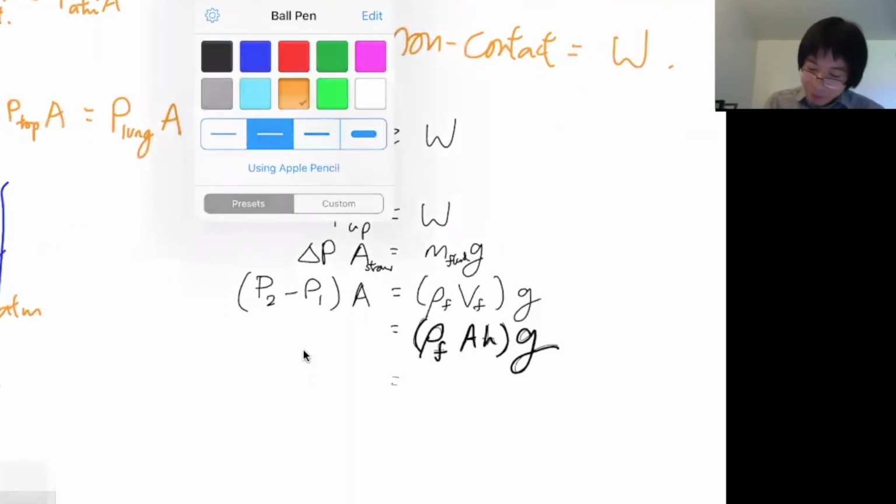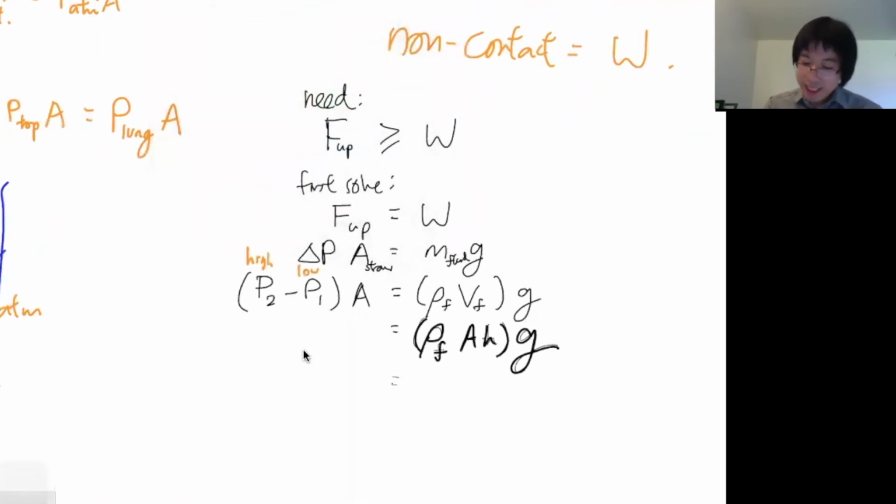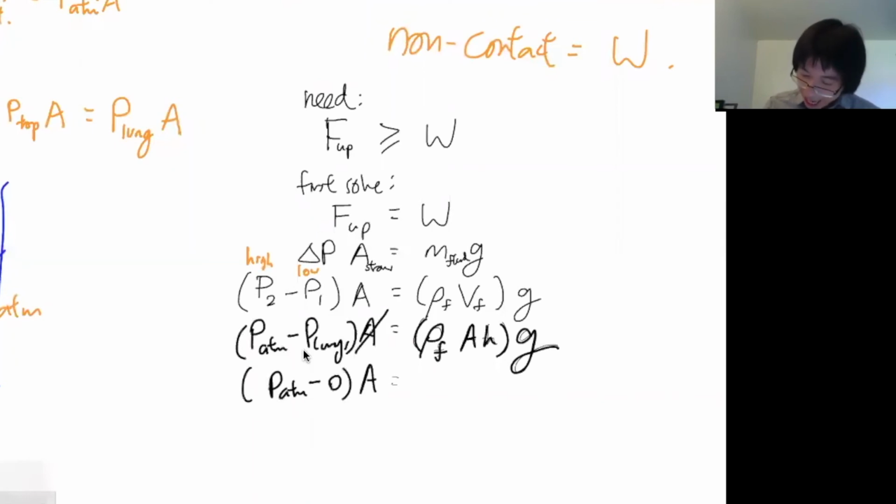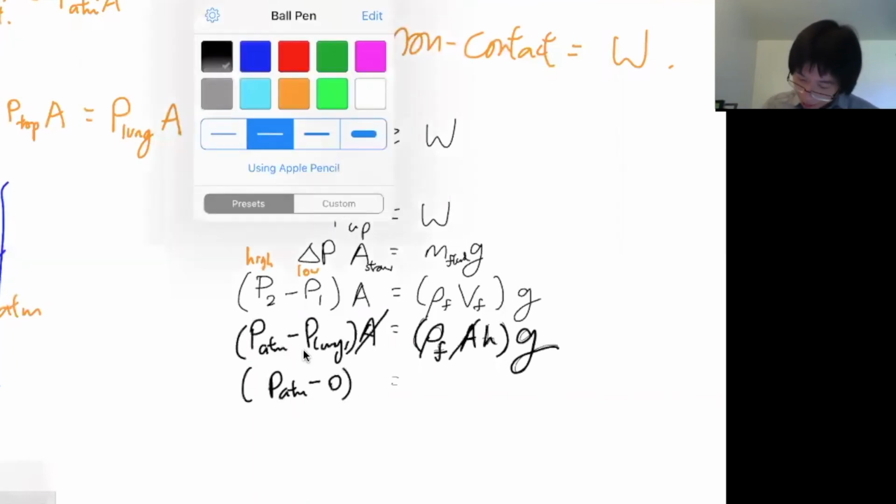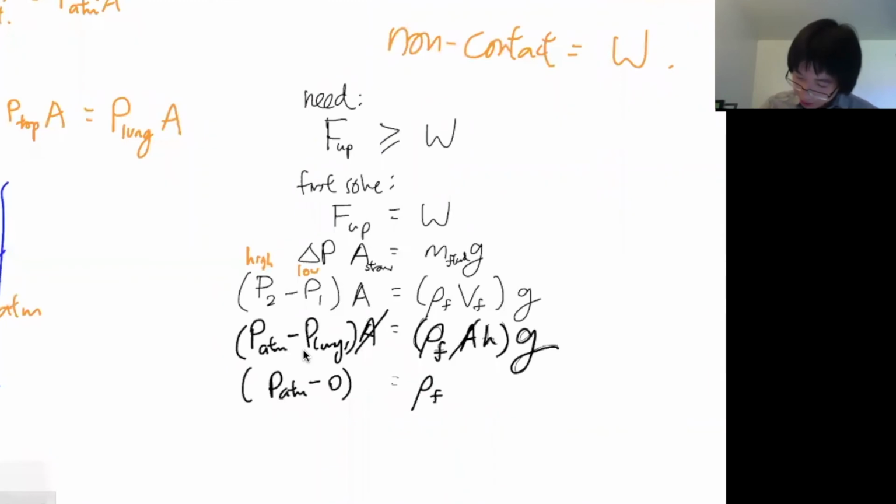Now this is the high pressure minus the low pressure. What's the lowest your lungs can go? Let's be very ambitious. Let's go all the way to vacuum. I know it's unrealistic, but that's the minimum, right? You can't go less than vacuum. So this side would become P atmosphere minus P lungs, and that would be just P atmosphere minus 0. The A cancels, so we have rho g h. It looks familiar, but it comes from a different context, okay?